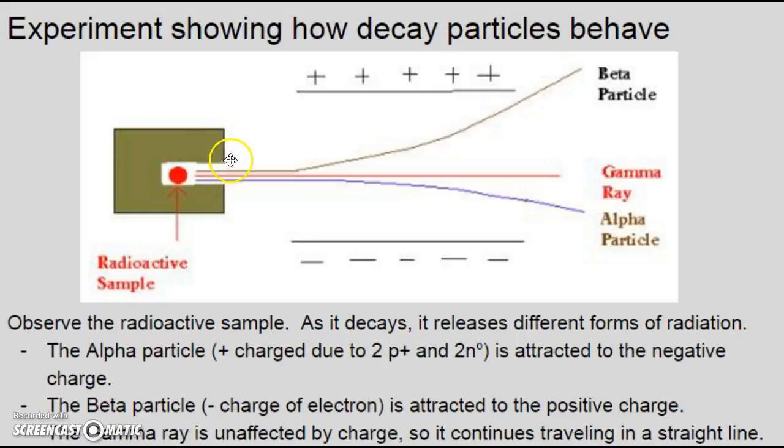The beta particle, we said that that's an electron being blasted out. It's going to be attracted to the positive side, right? So negative charge is an electron. It's attracted to the positive charge. Yet gamma says, nah, don't really care. I'm not attracted to any of that. I'm just going to keep going straight. It does not have a net charge. It is not affected by charge, so it continues traveling in a straight line.